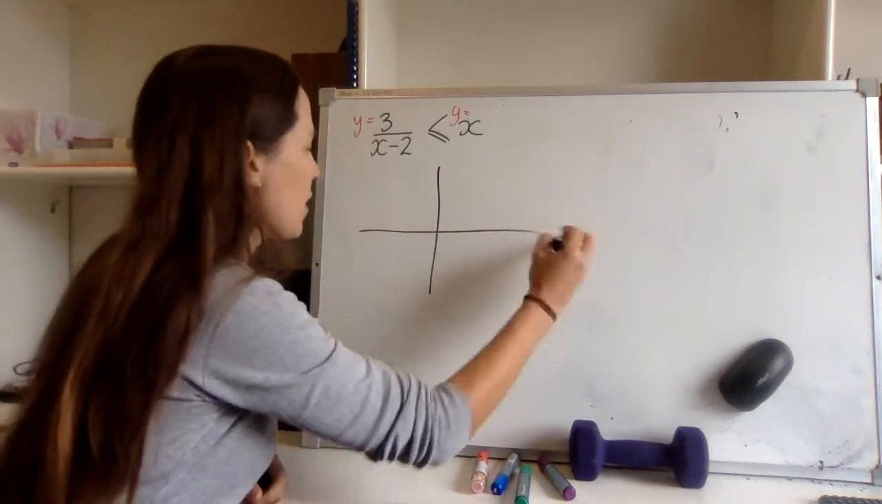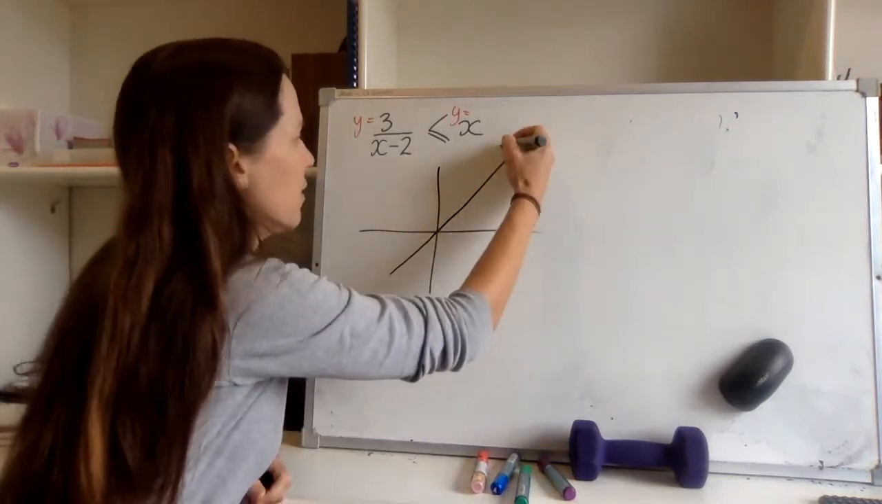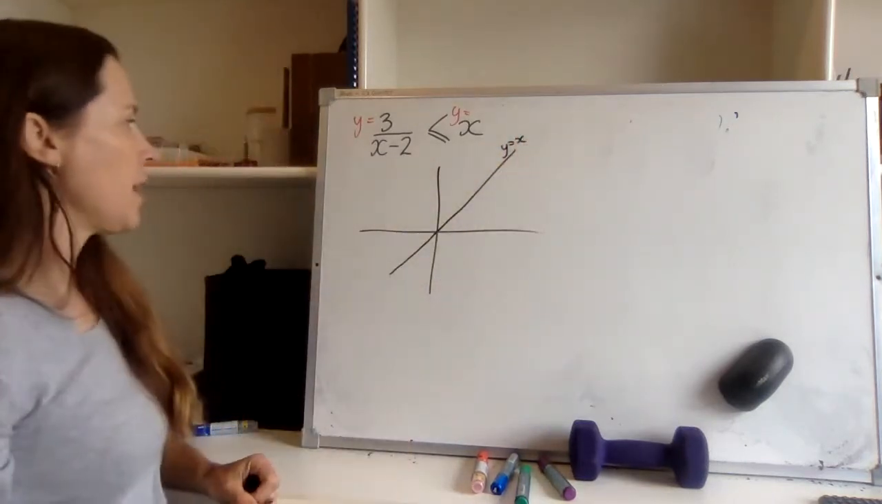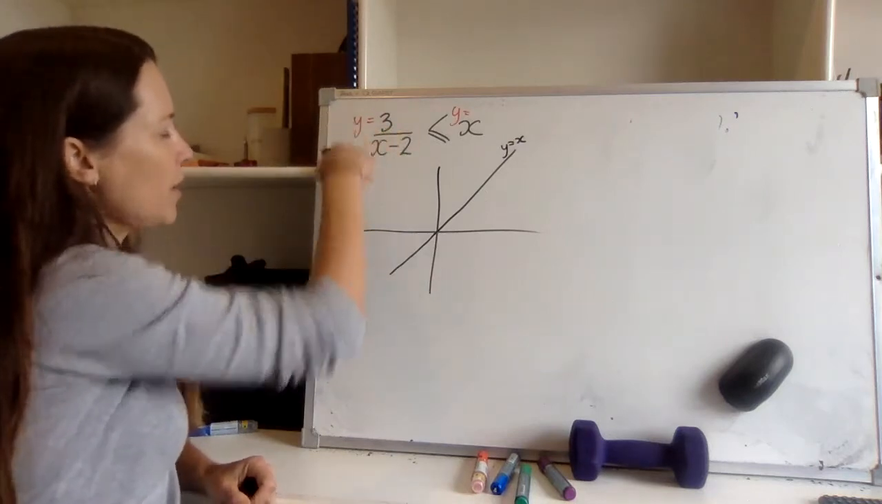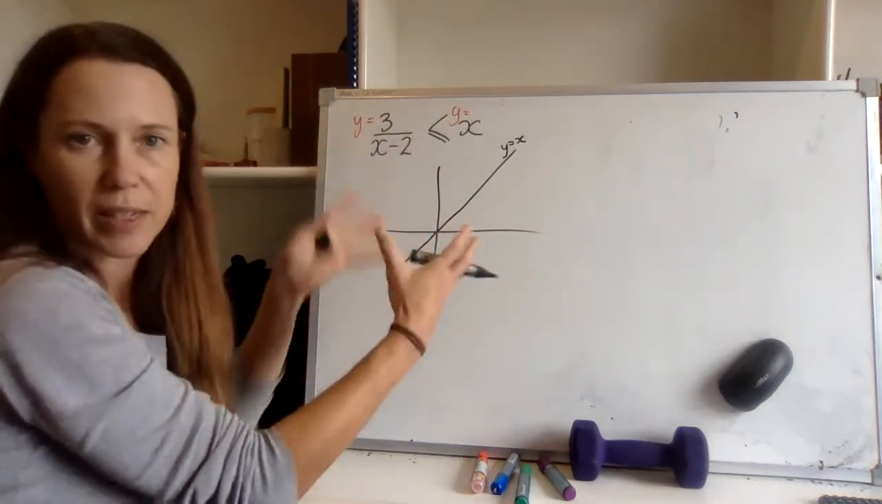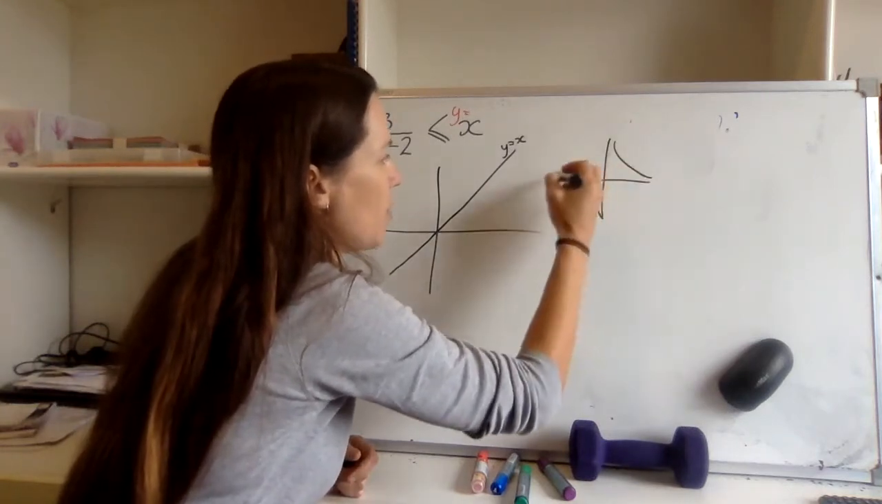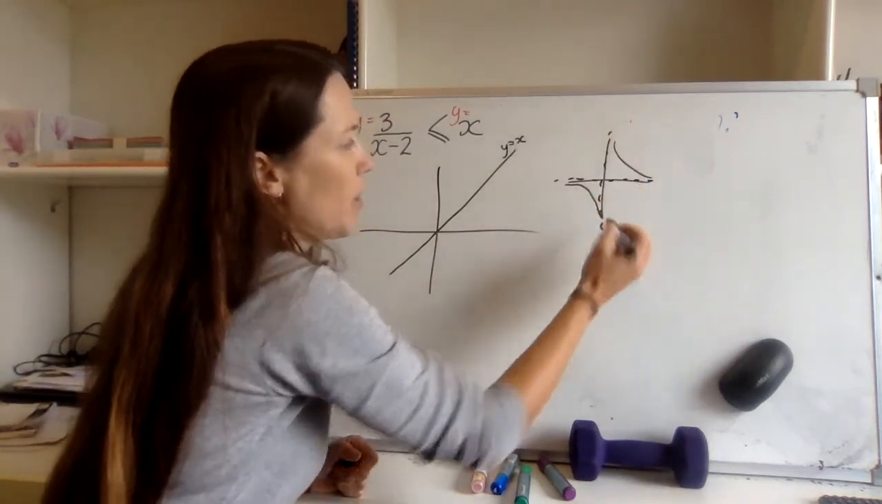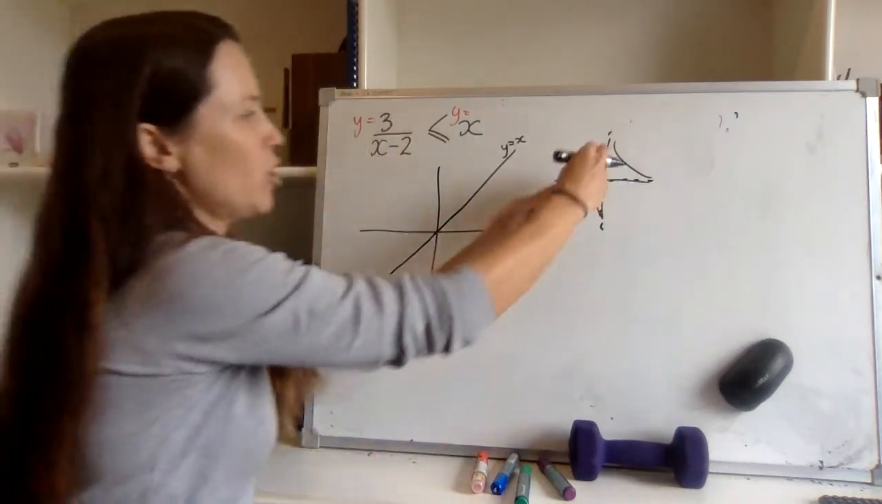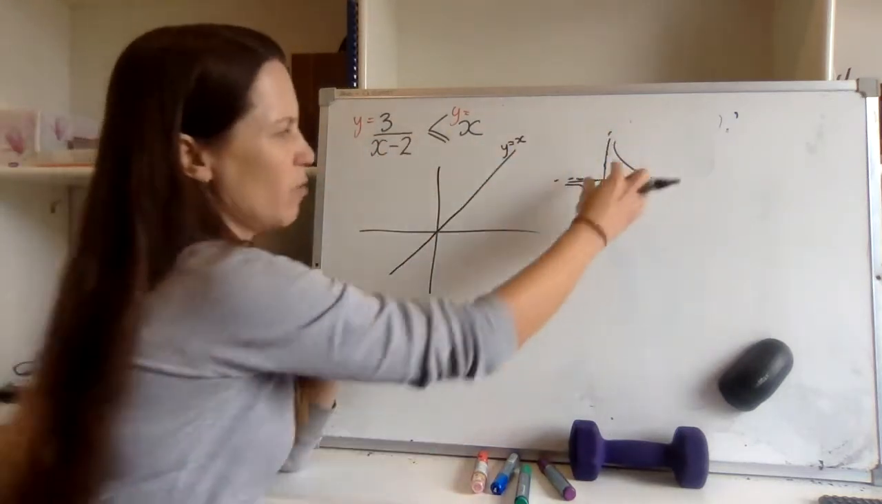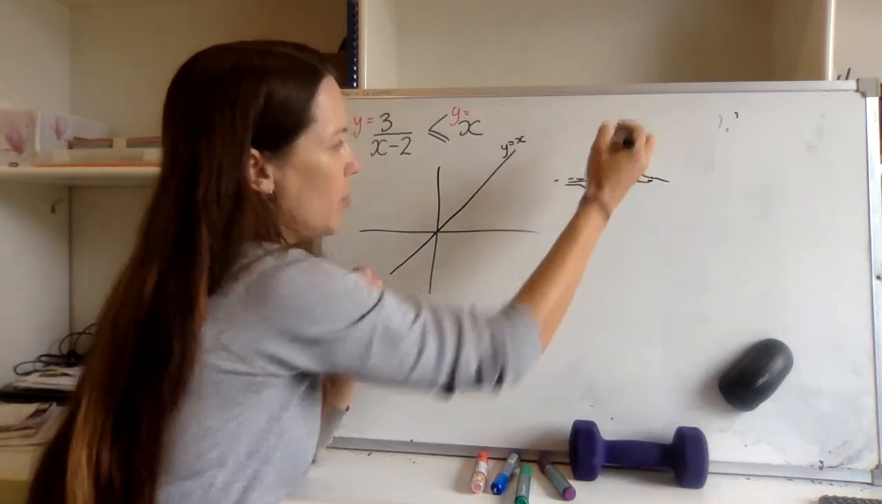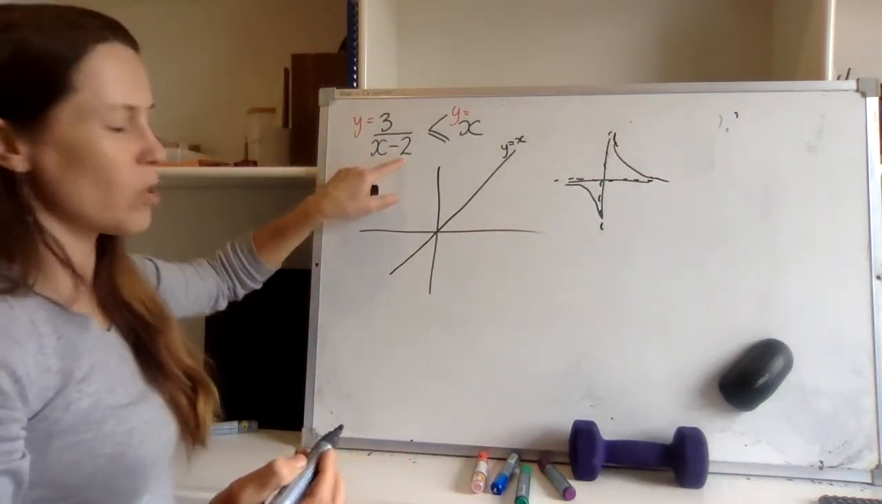So let's do a rough sketch. I've got my y equals x there. That's easy to draw. And then this is a hyperbola. Now the 3 will just change how fat or skinny it is. Remember, a basic hyperbola has this sort of shape, and it's got asymptotes on the x and the y axis. And that 3 will just change how wide that sort of waist is, I suppose you'd call it, of the hyperbola. This x minus 2, though, what does that do?